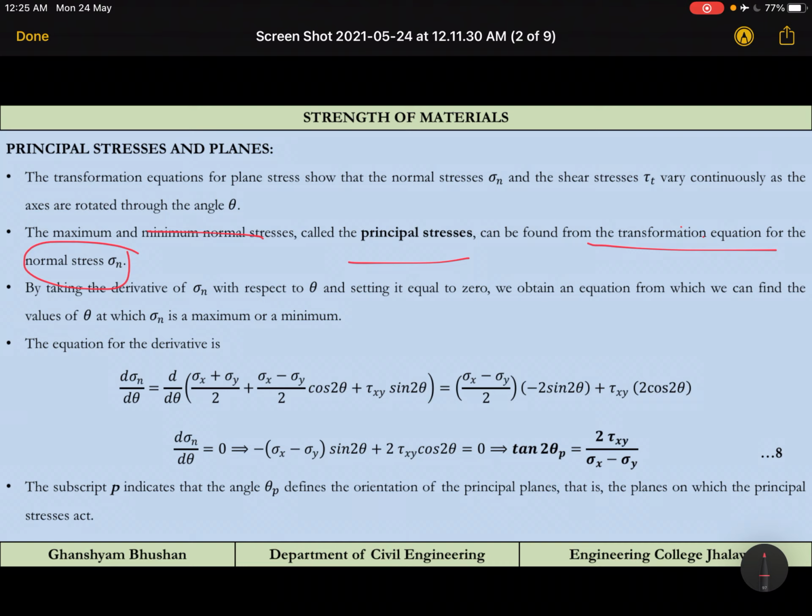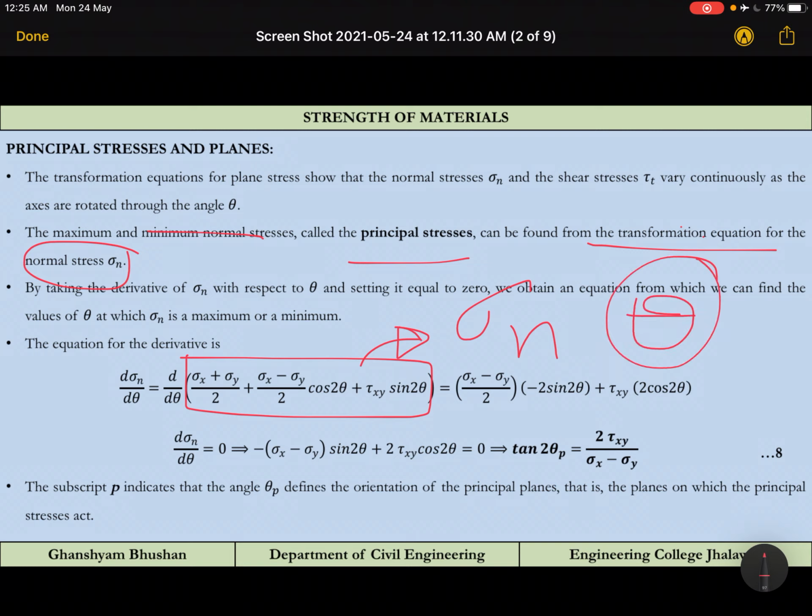So this was the equation for sigma n. You can see sigma x and sigma y are known, so the only unknown is theta. If we want the maximum value of sigma n, which is a variable in theta, we take the derivative d sigma n by d theta and put it equal to 0. From there we get the value of theta, and for those theta we check whether it is a maximum or a minimum. This is quite a simple exercise.